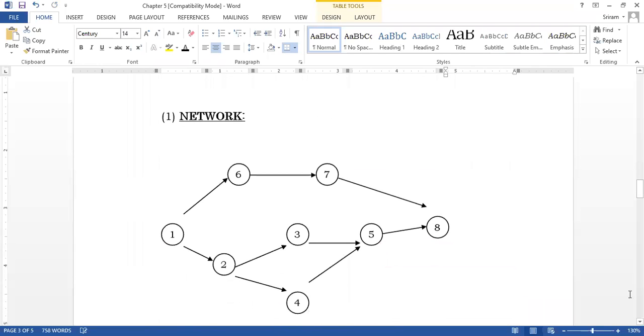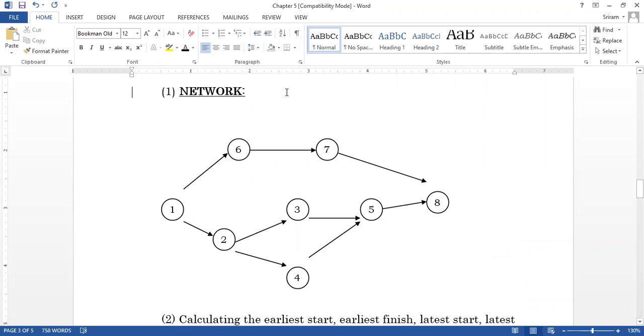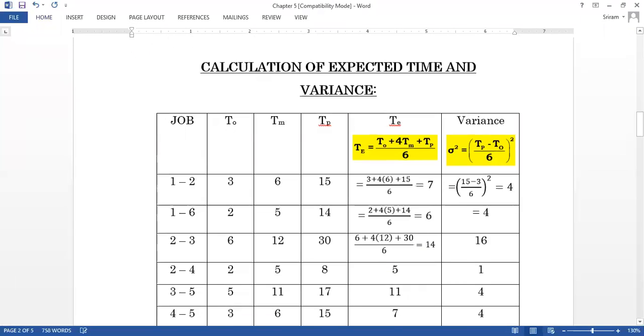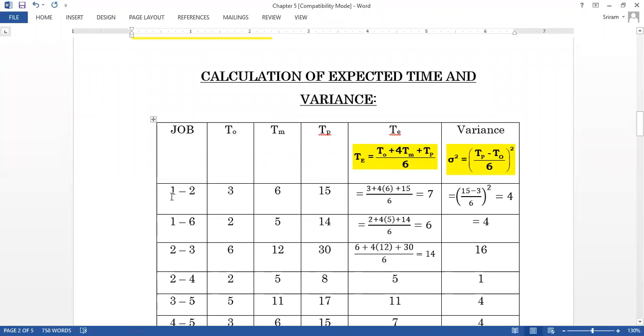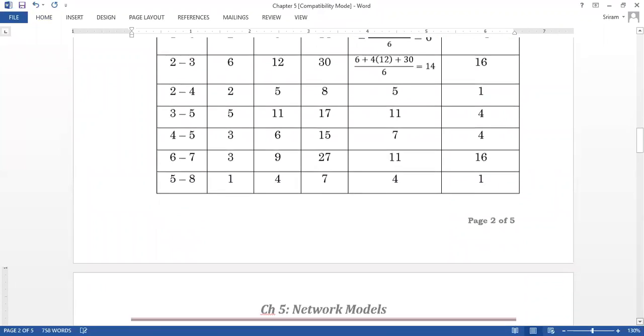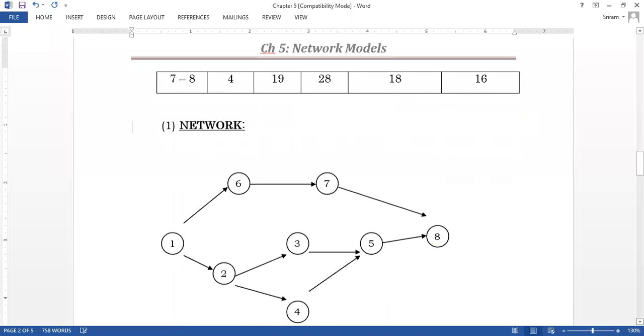Once you finish this, we are going to check the network. How to draw the network? Our idea is to take the values from each one. What are all the values given here? I am going to check only the activities 1 to 2, 1 to 6, 2 to 3, 2 to 4, 3 to 5, 4 to 5, 6 to 7, 5 to 8, 7 to 8.